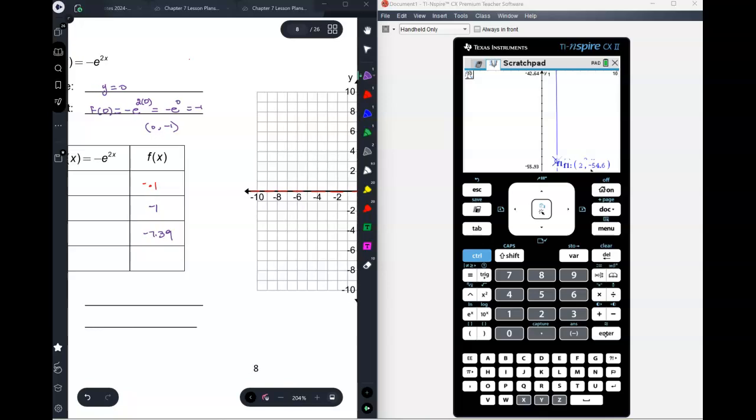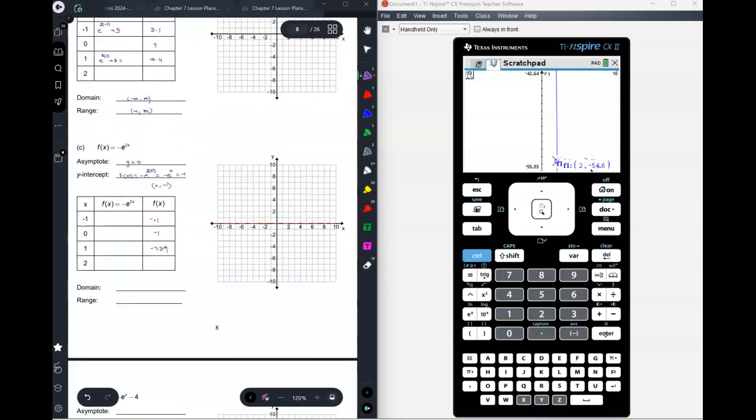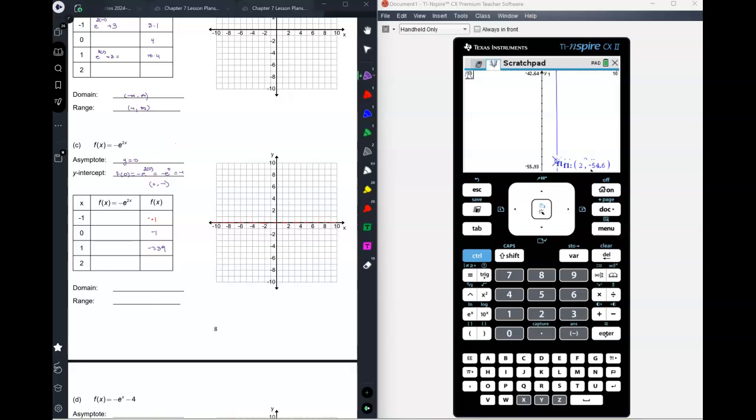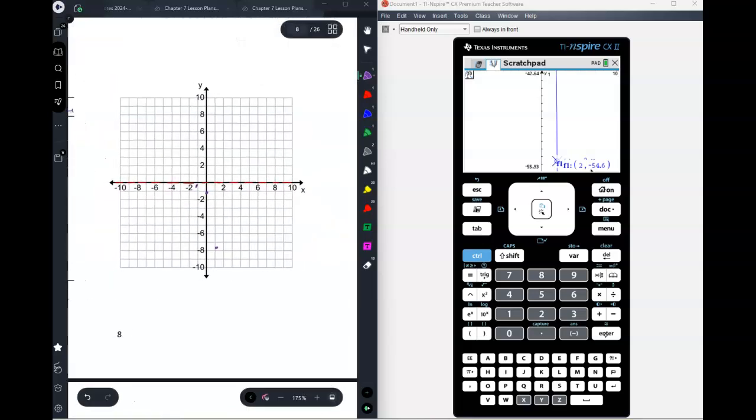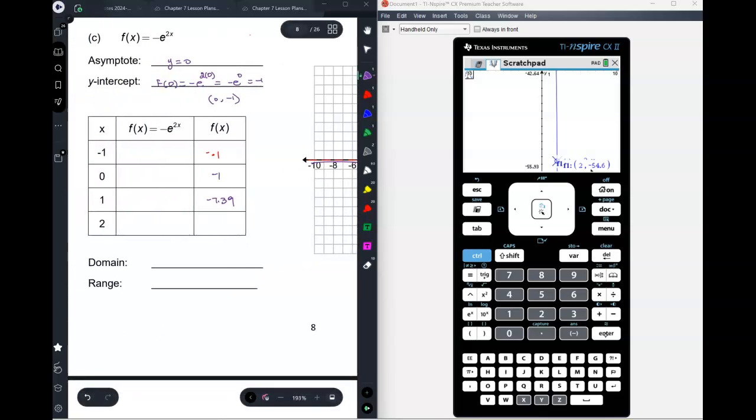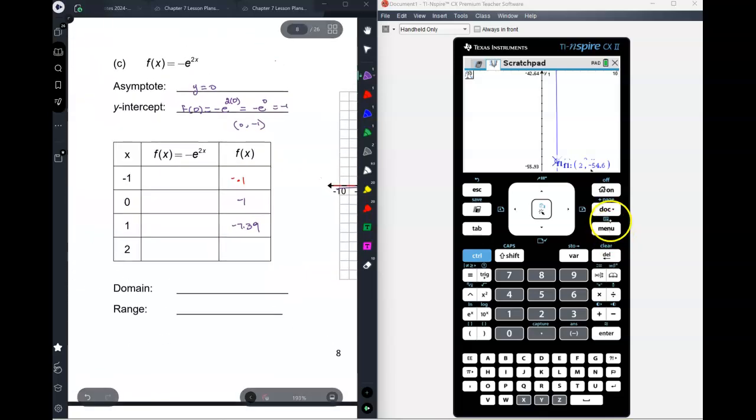So let's go ahead and graph these. Okay, so at negative 1, I'm at negative 0.1, then negative 1, then negative 7.39, somewhere over here. I graph this guy. Beautiful. This is what it looks like. Okay, the other way to have gotten these numbers is the following.